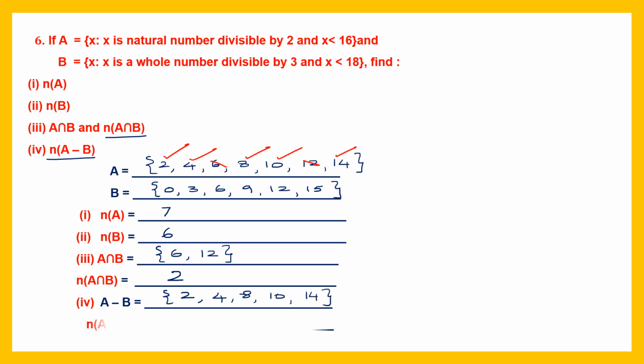Now we have to find the cardinal number of A minus B. This is the actual question. 1, 2, 3, 4, 5. The cardinal number is 5.